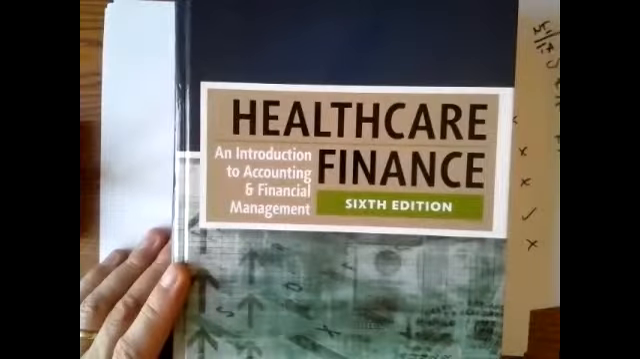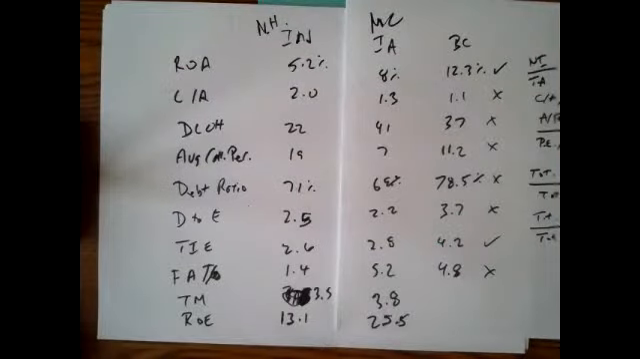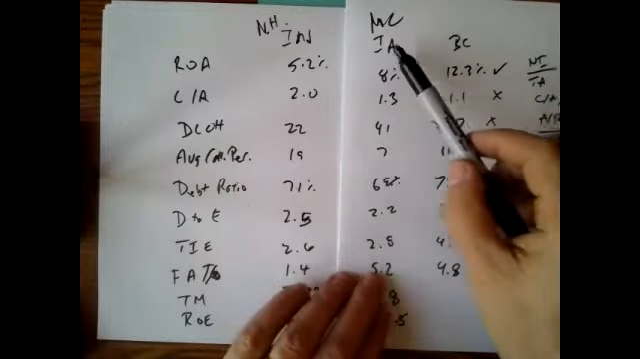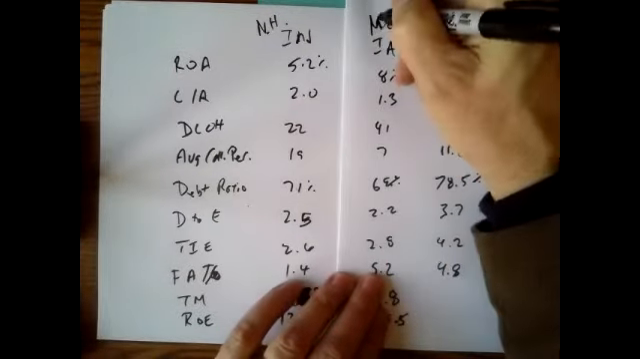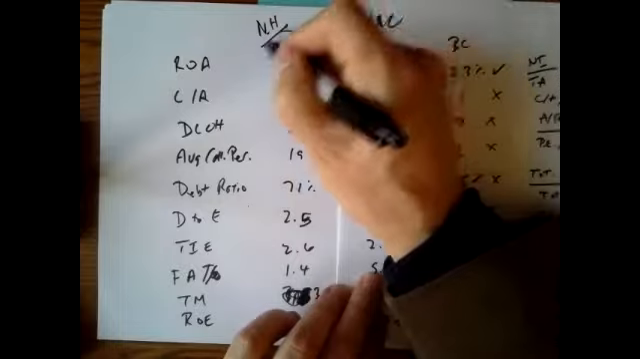This video is going to work through problem 17.6 from Gapenski's Healthcare Finance, 6th edition. 17.6 asks us to compare the industry average ratios from problems 17.4 and 17.5, where we looked at a managed care organization, MC, and a nursing home.